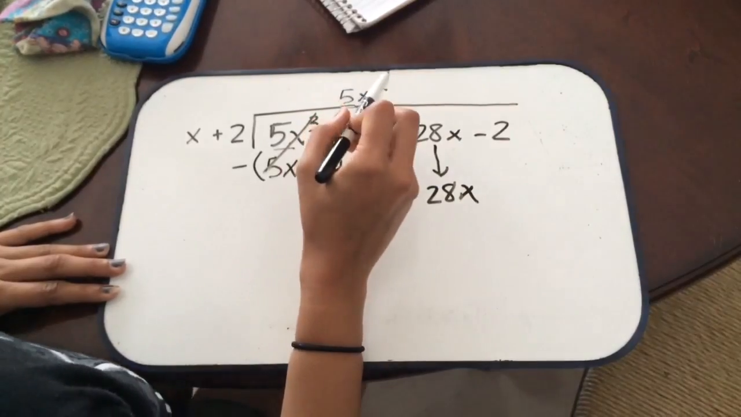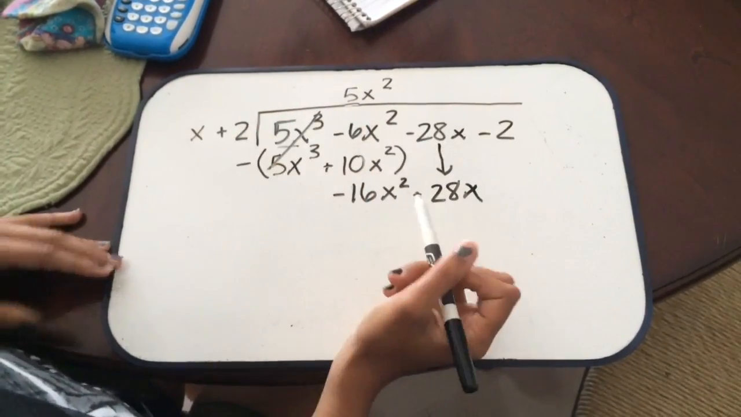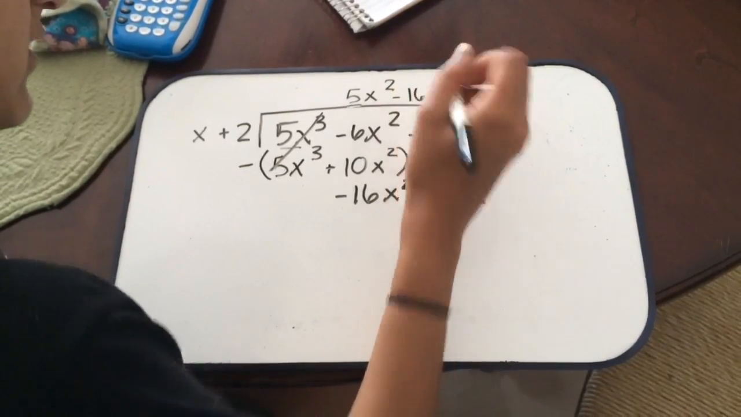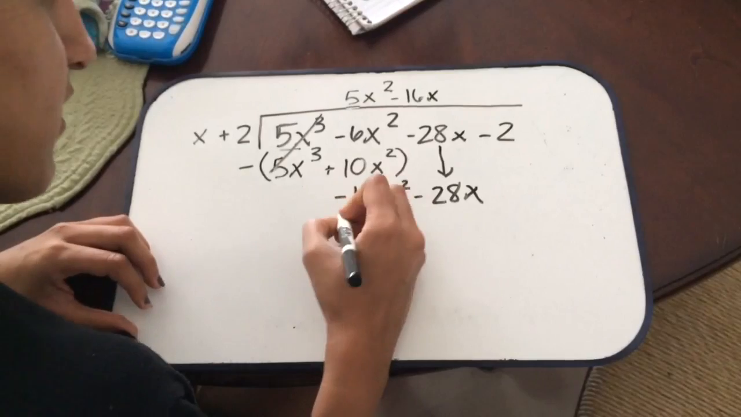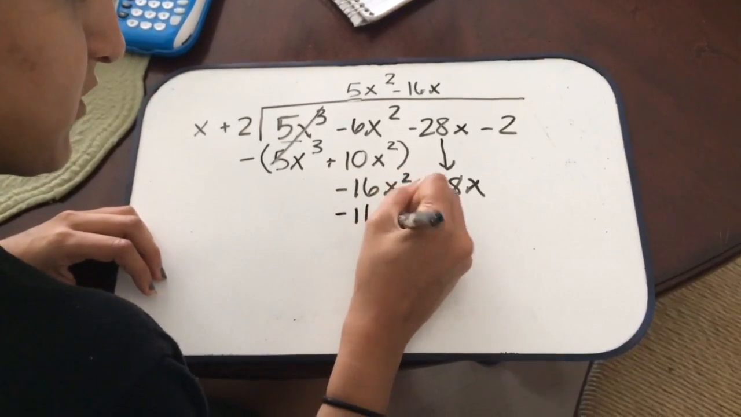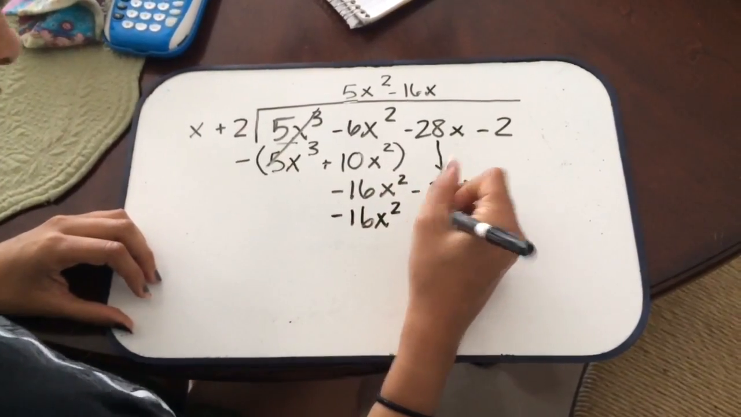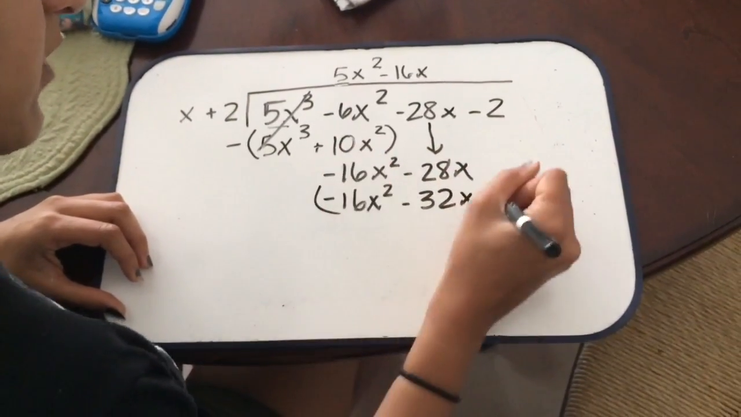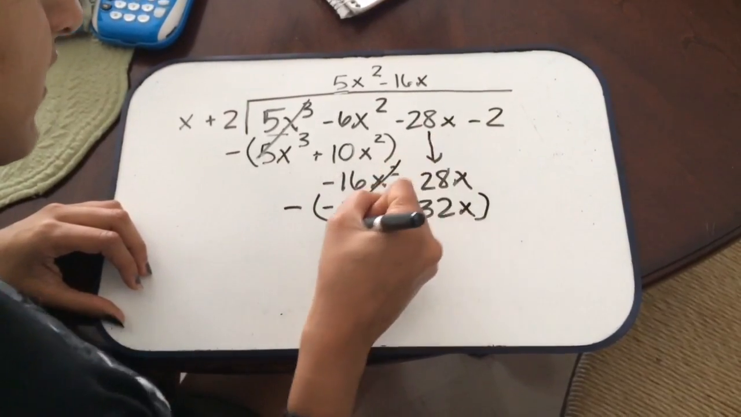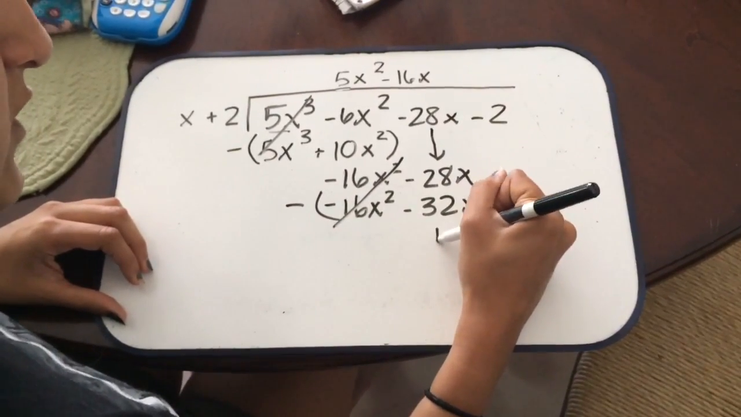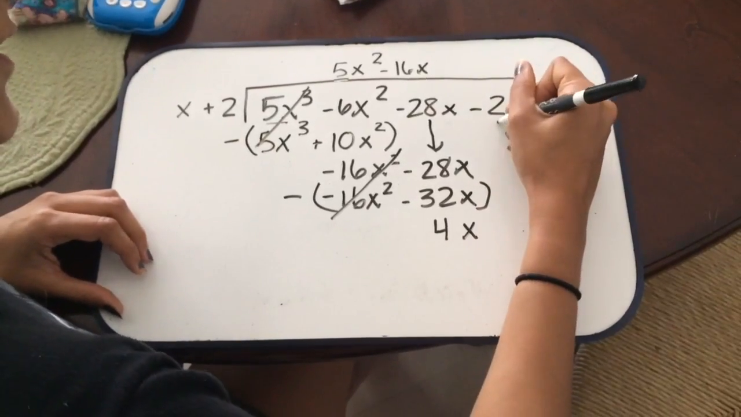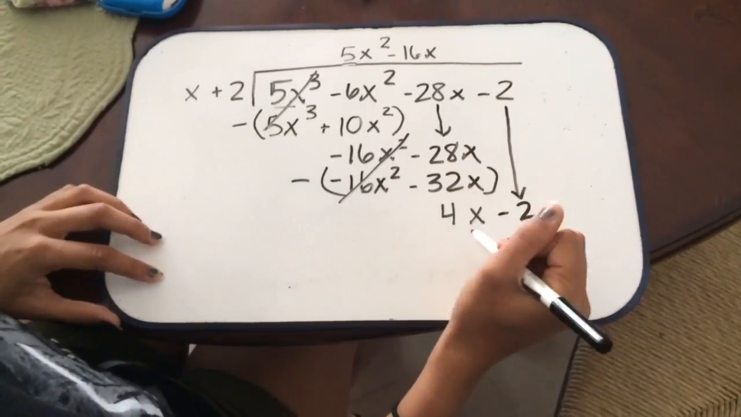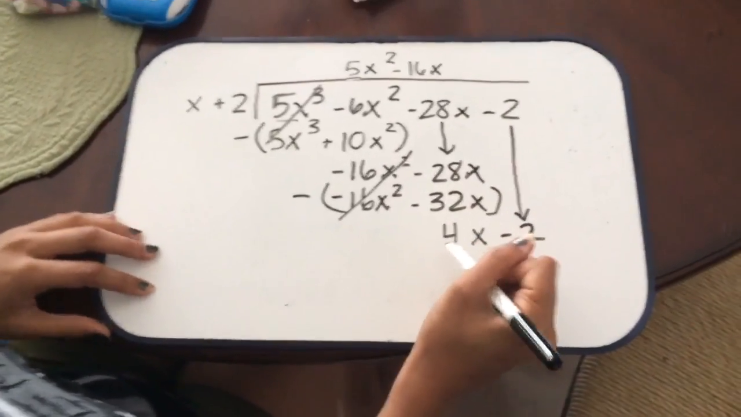And you do the same process as you did with this first set of terms. So you would multiply that by negative 16x, leaving you with negative 16x squared and negative 32x. Put that all in parentheses, subtract again, that cancels out, and this leaves you with 4x. And then we're going to do the same thing and bring this negative 2 down. And then you do the same process one more time.